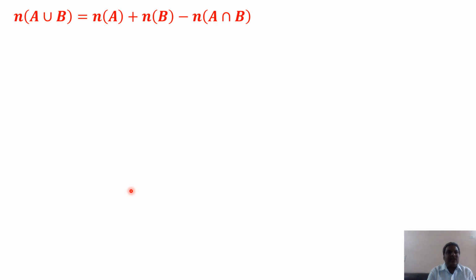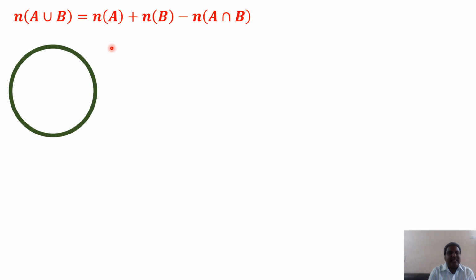N of A union B is equal to N of A plus N of B minus N of A intersection B. All of you know this formula very well. But you can understand the principle behind the formula. N of A union B is equal to N of A plus N of B minus N of A intersection B, where A and B are any two sets. What is the inclusion? What is the exclusion here? Let us see it diagrammatically.